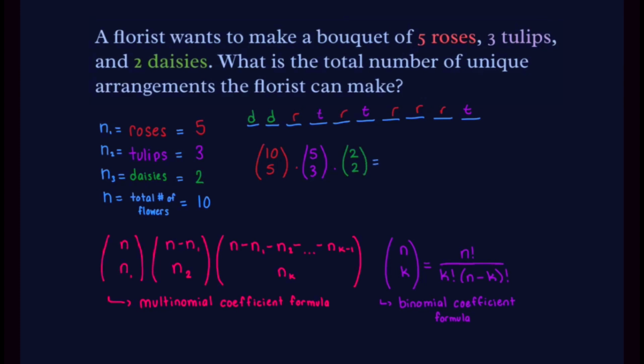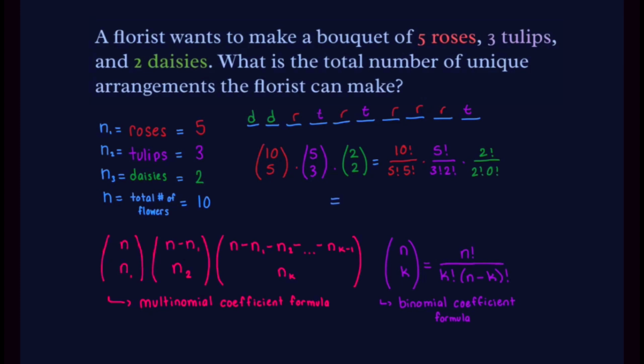Using our formula, let's convert this into an equation. We have 10 factorial divided by 5 factorial. 10 minus 5 is 5, so 5 factorial times 5 factorial divided by 3 factorial. 5 minus 3 is 2 factorial times 2 factorial divided by 2 factorial. 2 minus 2 is 0, so 0 factorial.